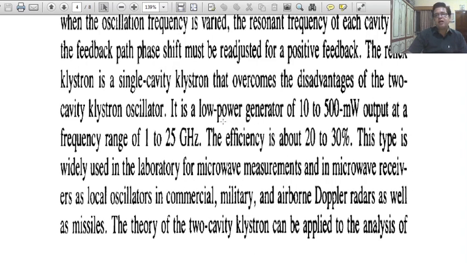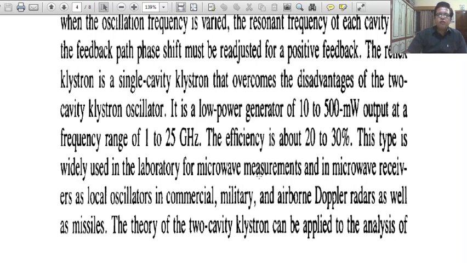As we saw earlier, it has low power. It is a low power generator, 10 to 500 milliwatt output at a frequency range of 1 to 25 gigahertz. The efficiency is only about 20 to 30%. This type is widely used in laboratories for microwave measurements and in microwave receivers as local oscillators in commercial, military, and airborne Doppler radars as well as missiles.